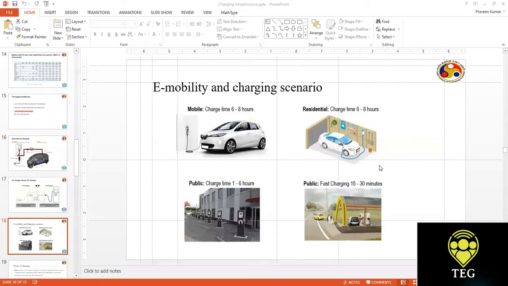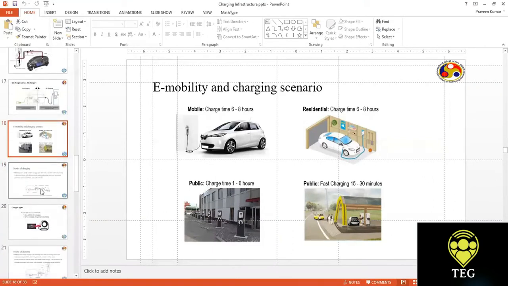Public fast chargers, usually we would find them along the highways where people undertake long journeys, and they would like to charge in a very small amount of time. They don't want to wait for 6 or 7 hours for the battery to charge. So in those cases, we will use public fast chargers. These are some of the types of charging based on the usage.